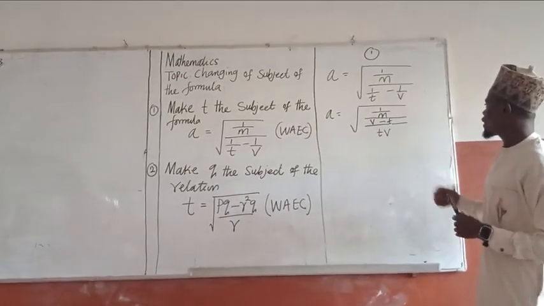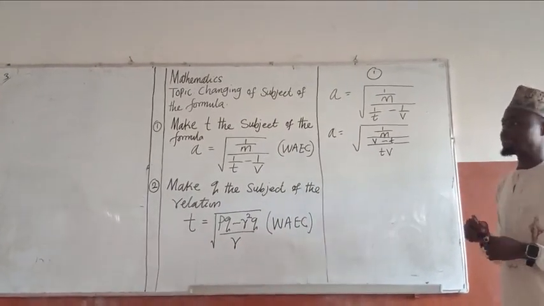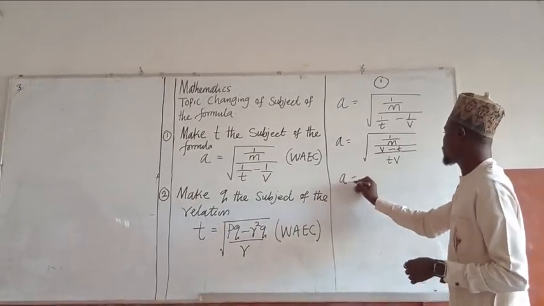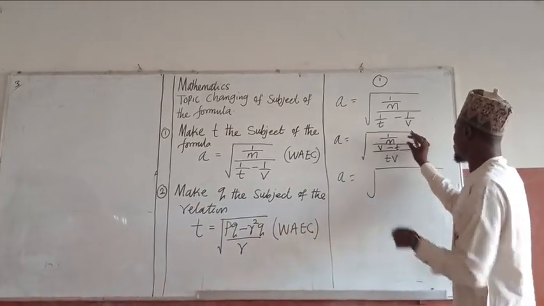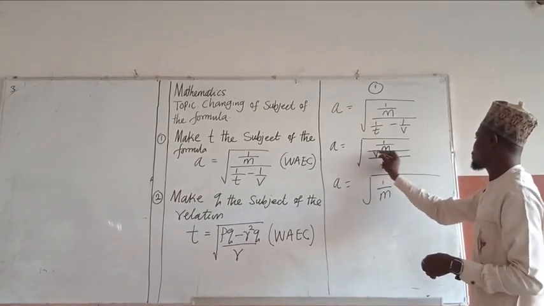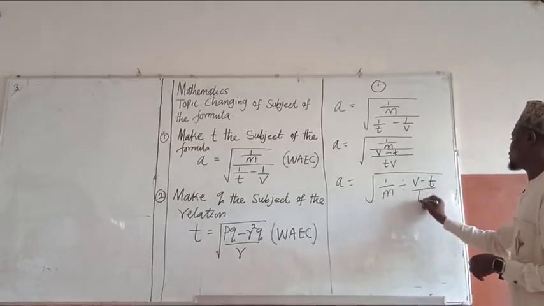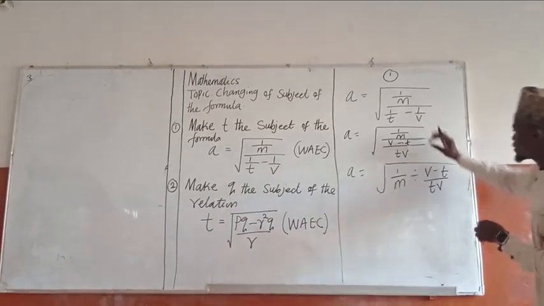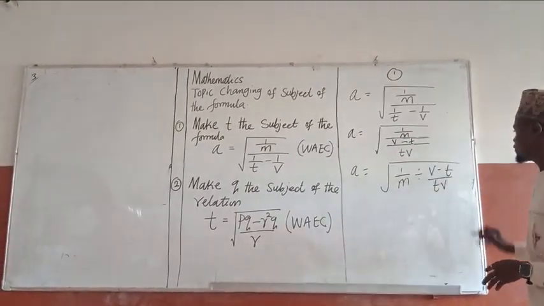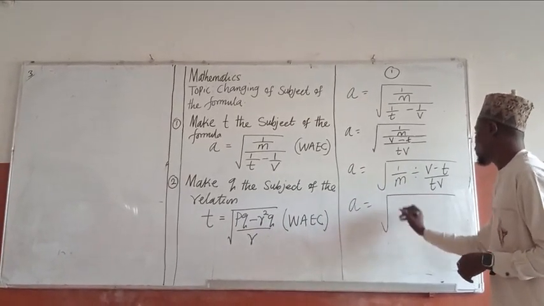So inside the bracket, we have a is equal to the square root of 1 over m, divided by v minus t all over tv. This long division is 1 over m divided by v minus t over tv, and I can change it to a normal division sign. So we have a is equal to the square root of 1 over m.